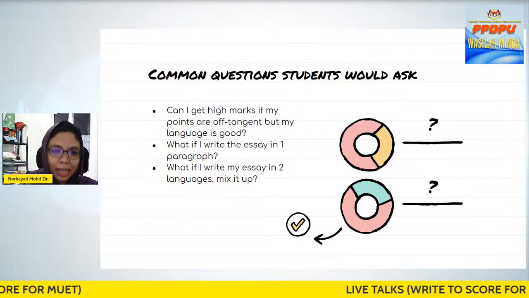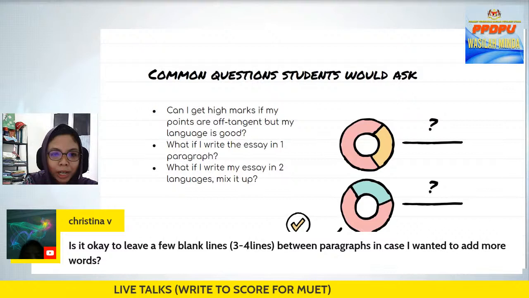Okay, now there are some students who write everything in one paragraph.